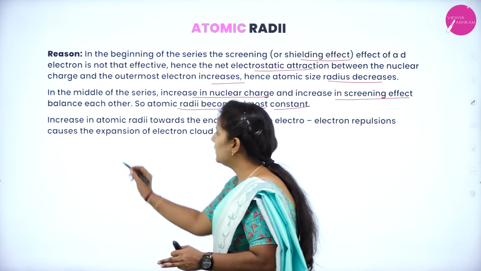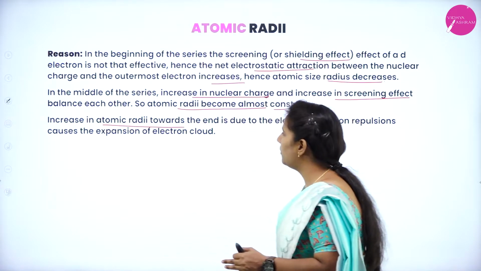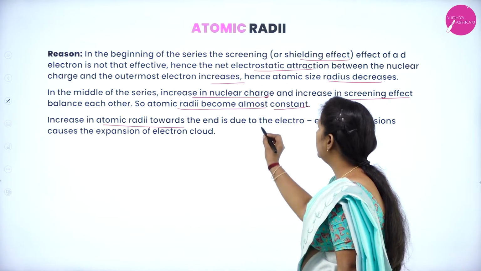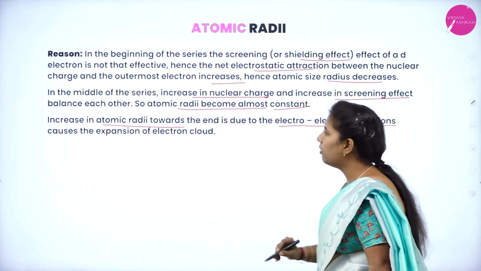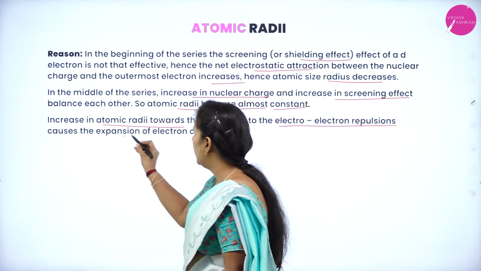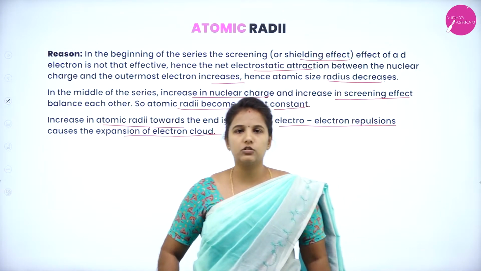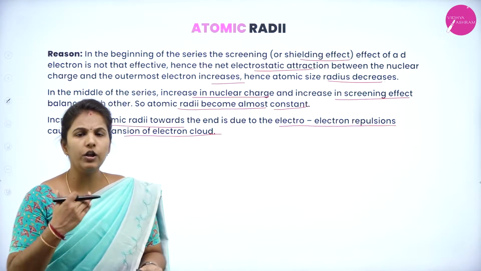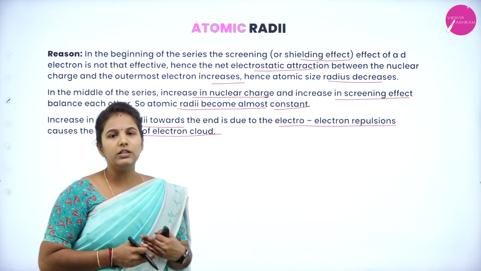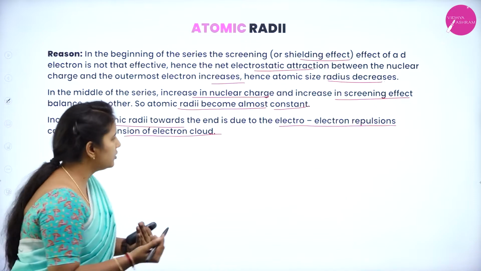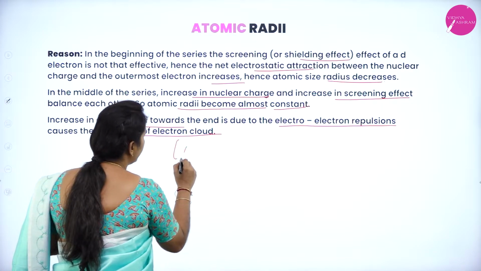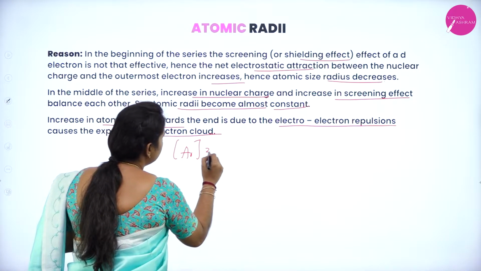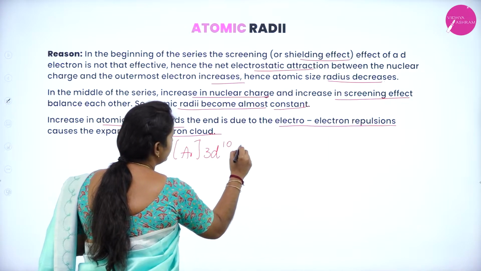Thereafter, there will be a sudden increase in the atomic radii towards the end due to the electron-electron repulsion, which causes an expansion of the electron cloud. Which means that after zinc, if you take zinc as such, we know that zinc has the electronic configuration of argon 3d10 4s2. Is it right?